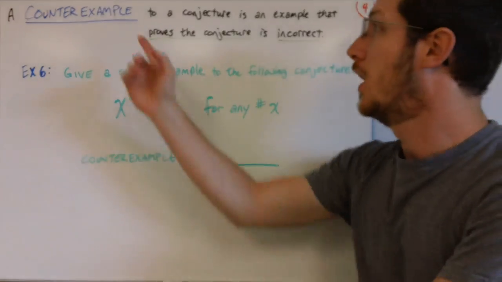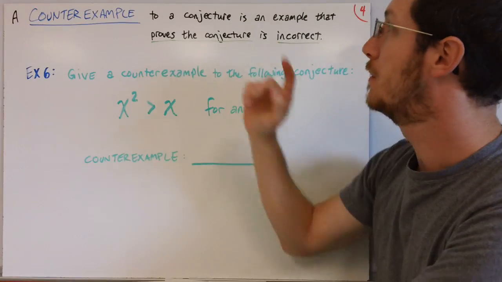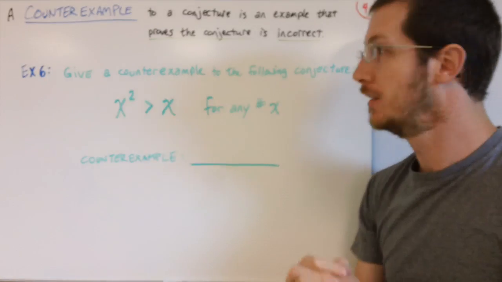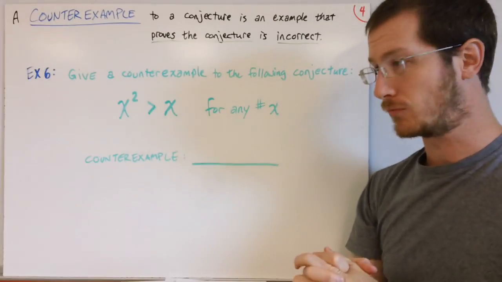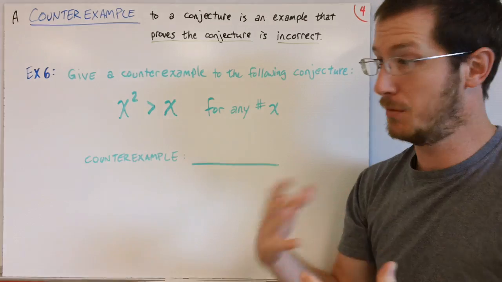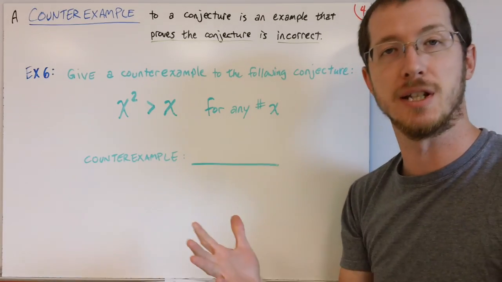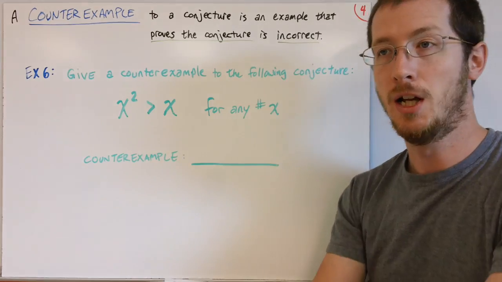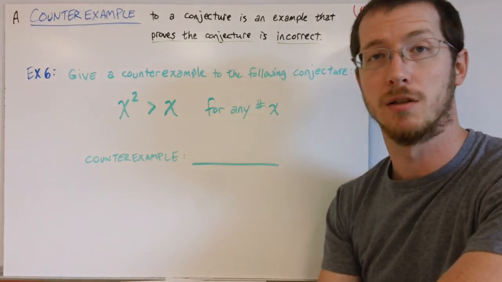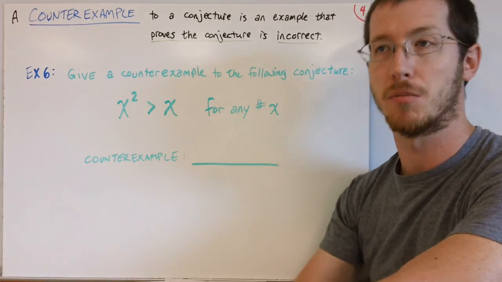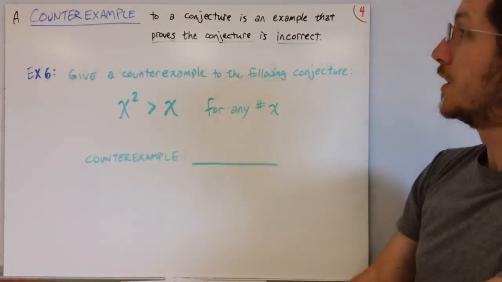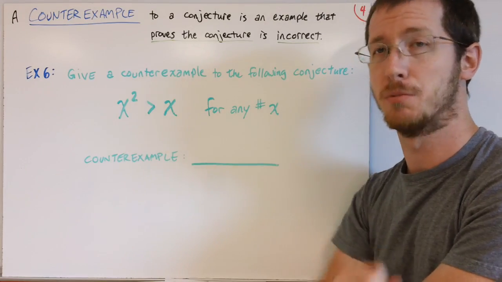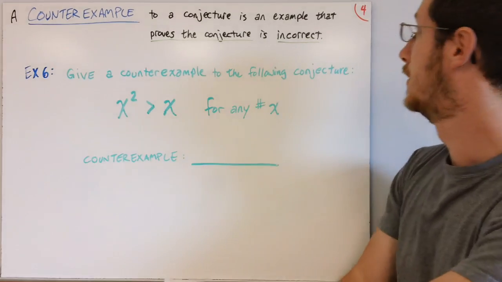Okay, last term, counterexample. Okay, a counterexample to a conjecture is an example that proves the conjecture is incorrect. Now, with these conjectures that we're making, they're not always going to be right. They're kind of similar to a conclusion that's come from a scientific method or come from some kind of research. The conclusions aren't always right. They can be proven to be false if they are indeed not true. So, all you need is one counterexample to prove that a conjecture is false or incorrect.